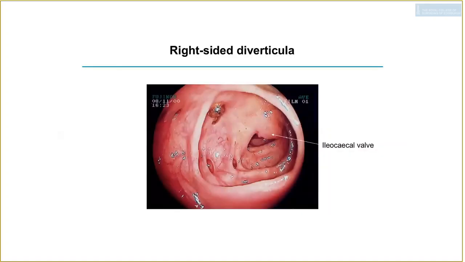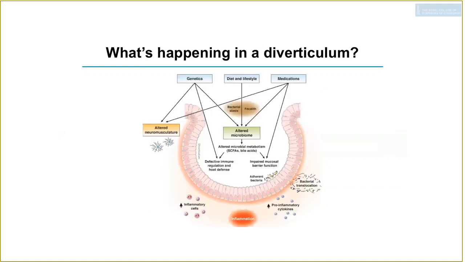Most cases in the West are associated with diverticulosis of the left colon, particularly the sigmoid colon. But don't forget that diverticular disease can affect the whole colon. And here's an endoscopic appearance in the right colon. You can see the ileocecal valve in the distance. Right-sided diverticulosis is more likely to occur in the Asian population, but they can bleed, and indeed they can become inflamed. So don't forget that it's not just a left-sided disease.